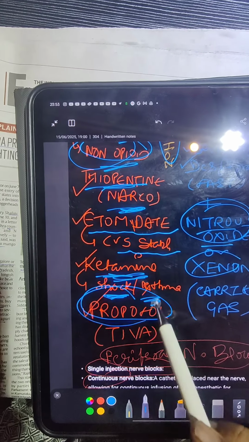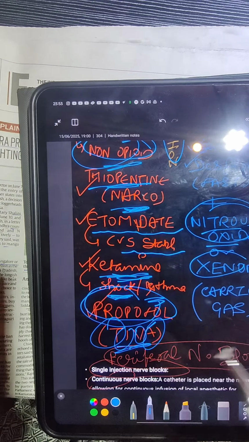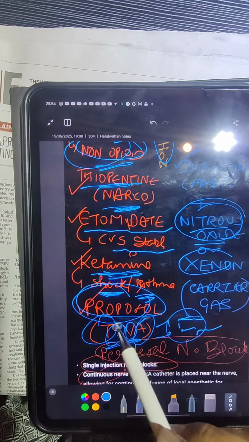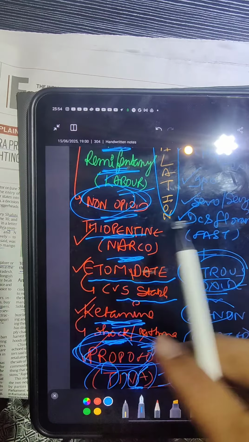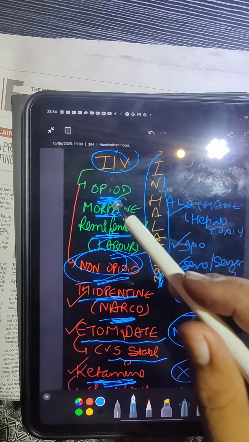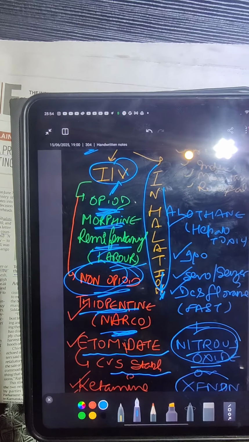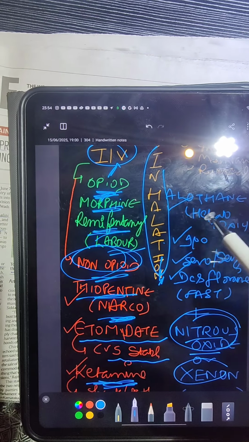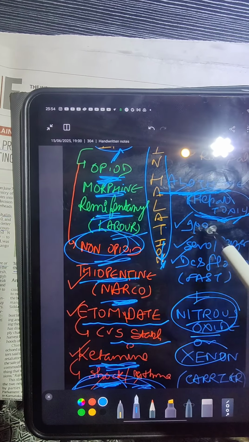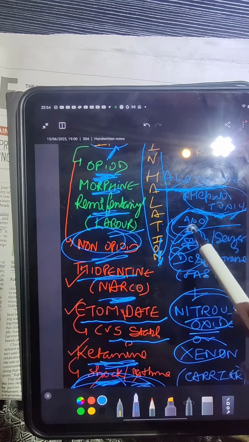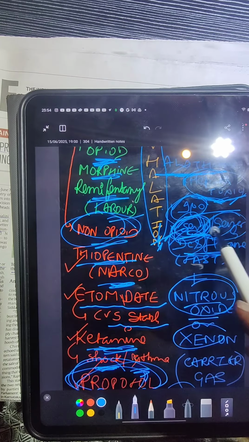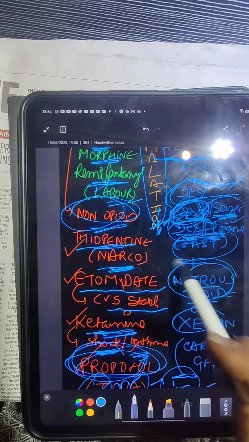Fourth one is propofol, that is TIVA, total intravenous anesthesia, means for induction and maintenance we can use propofol. In combined, for induction we can use inhalational anesthesia, and for maintenance we can use IV. Examples of inhalational anesthesia: halothane, that is hepatotoxic, not used in general practice. Other examples are isoflurane, sevoflurane and desflurane. Sevoflurane is sweet in taste, mainly used in seizures. Desflurane is fast acting.